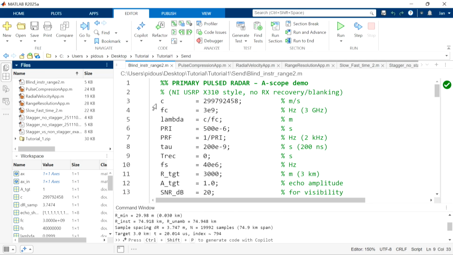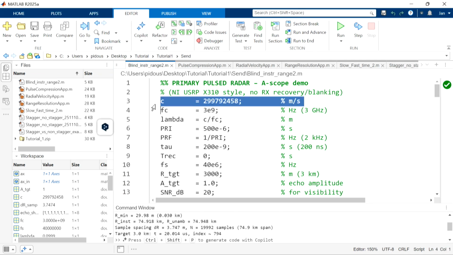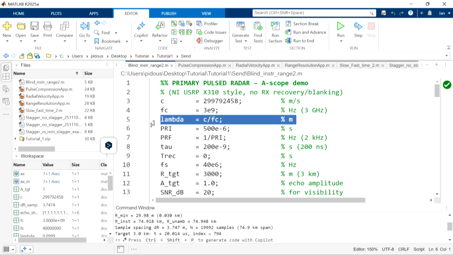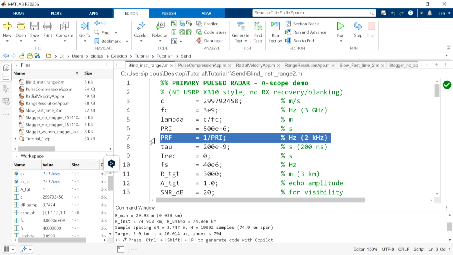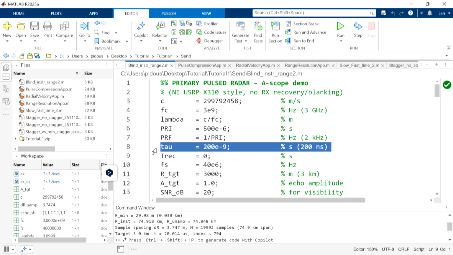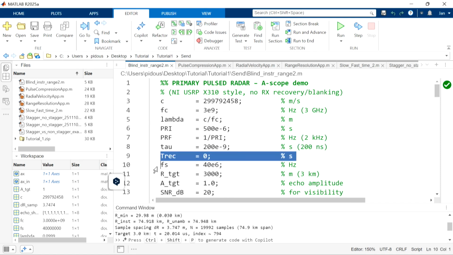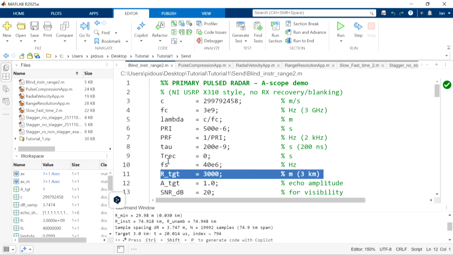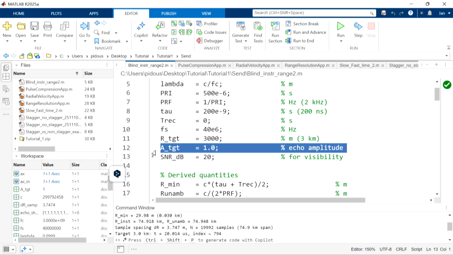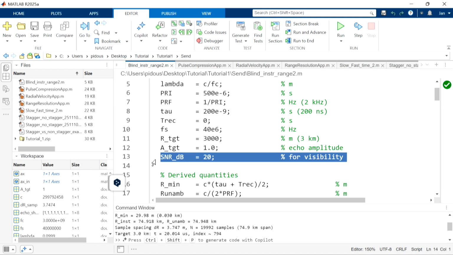So check it. There are definitions of variables only: speed of light, carrier frequency, wavelength, PRI, and its inverse value PRF, length of pulse, recovery time, sample speed, where the target is, which is a simulation of the target, and the echo amplitude, which is also a simulation. Everything you can change, and you always get another result. And what is the signal to noise ratio? Of course, if it were without noise, what would the answer be? Always one line, where the target is.